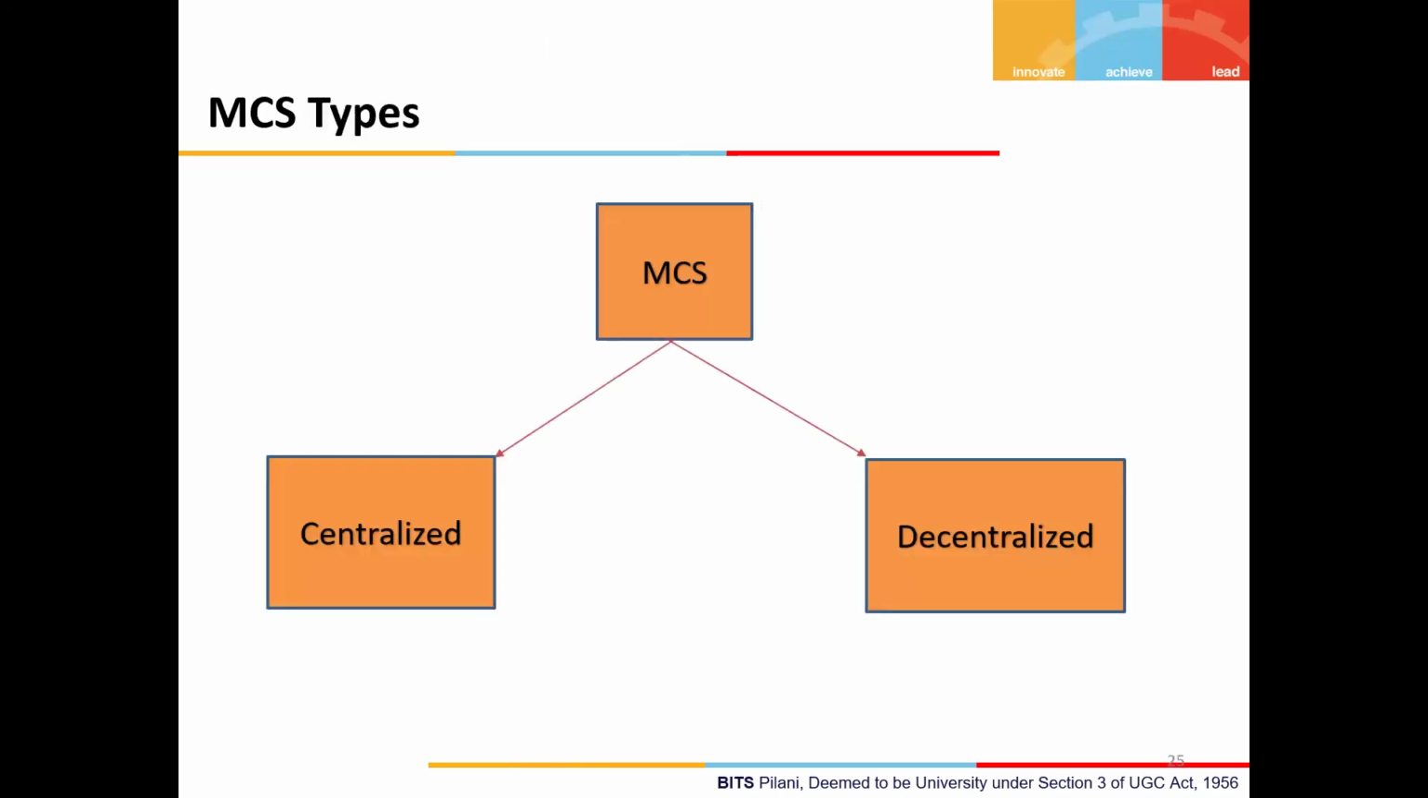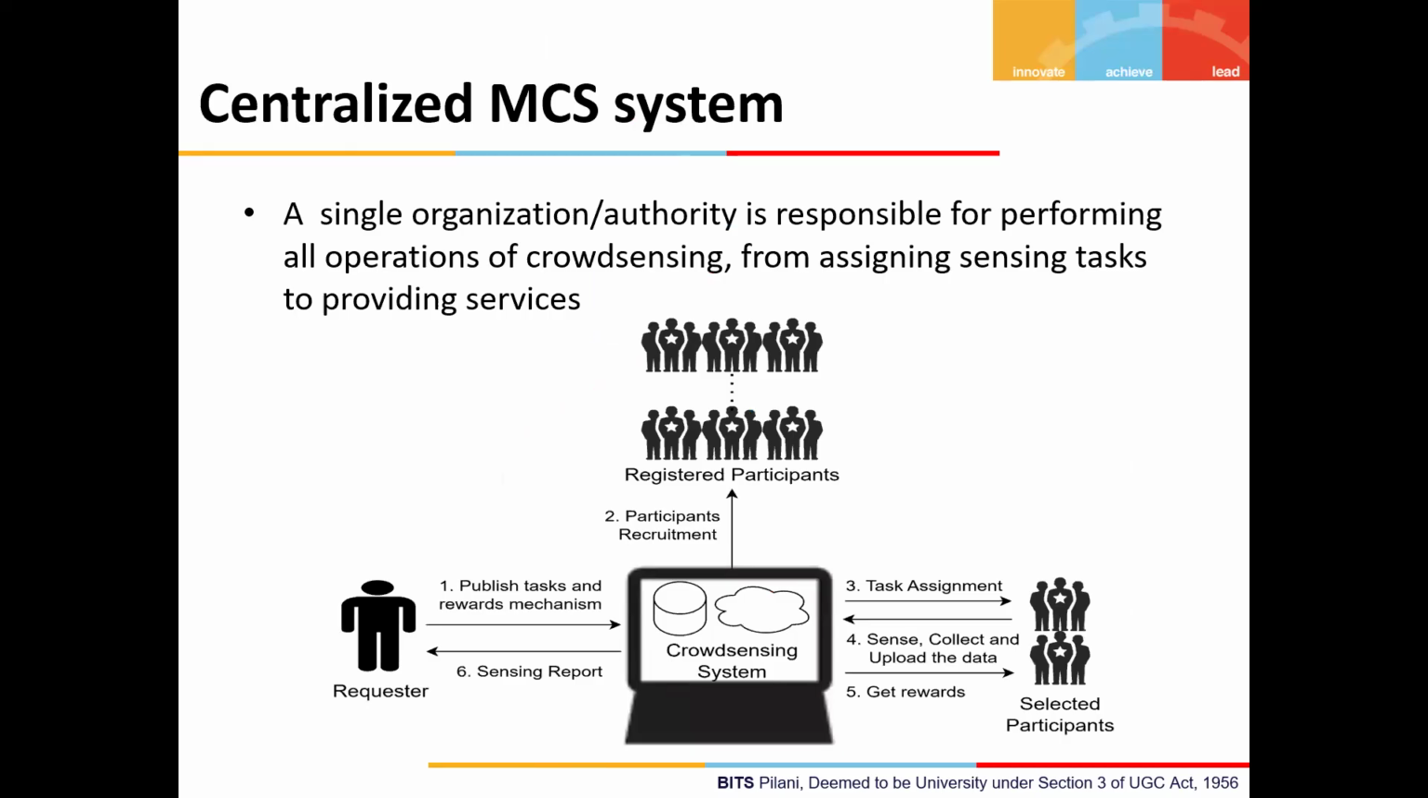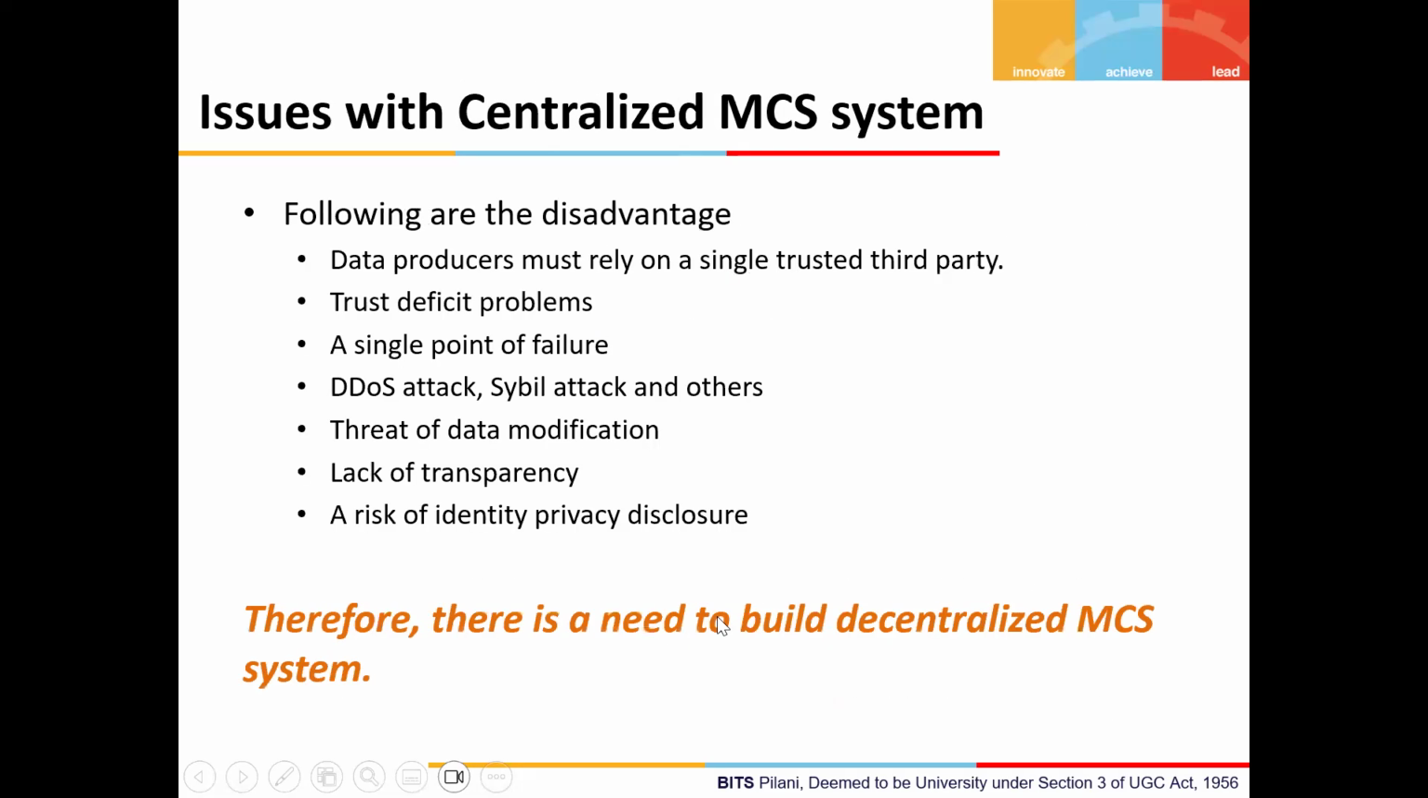So there are two types. The type of MCS system could be centralized and decentralized. So here just assume that this system, the crowd sensing system, is handled by a single authority. Right? So you can consider it as a centralized server. So the issue is that the data producer must rely on a single trusted authority. There could be a trust deficit problem, right? A single point of failure, that we have seen in the centralization. All these things are here.